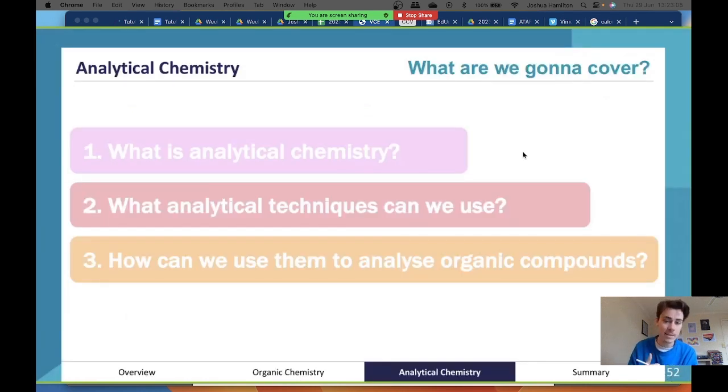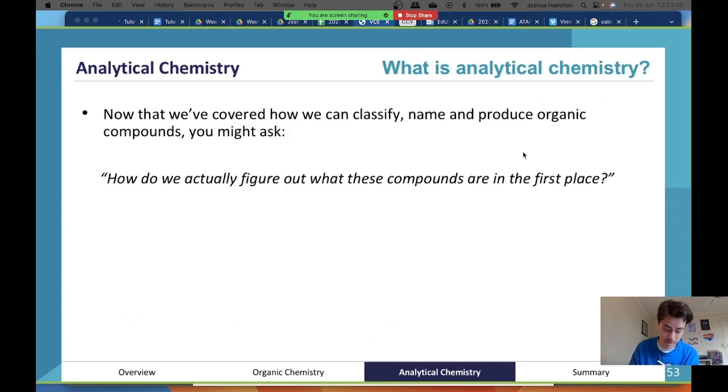So what is analytical chem? What analytical techniques can we use? How can we use them to analyze? That's what we're going to come out of today. So essentially, what we do in analytical chem is figure out what the compound is that we have in the first place.